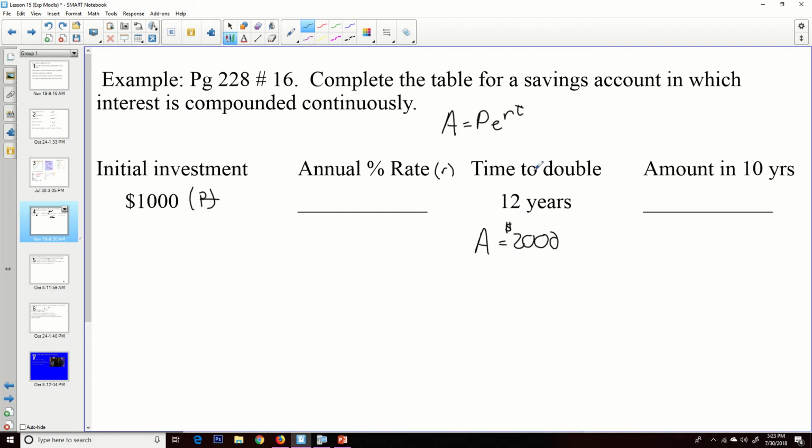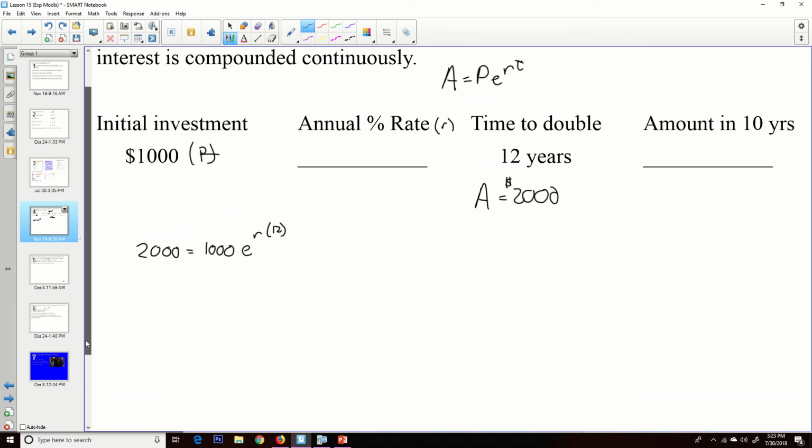$2,000 when it doubles. Okay, so in this column, A has to be 2,000. So what I can do is solve at this rate first, because I'll have all of the values except for r. So if I plug in, I'll go 2,000 into this PERT equation equals 1,000 e to the r times 12, because it takes 12 t years for me to double.